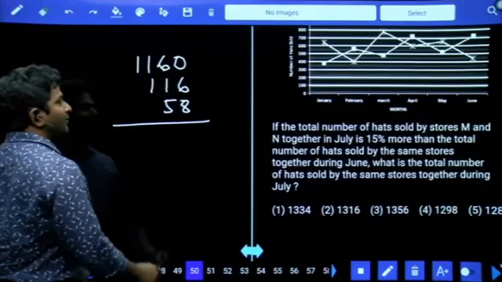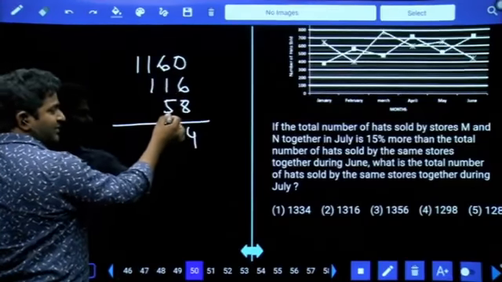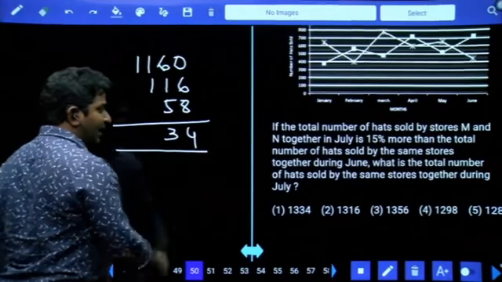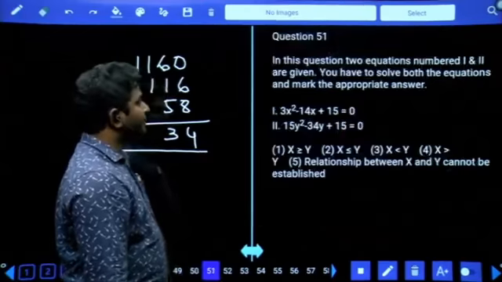Then total value: 6 plus 8 is 14, 1 carry, 6 plus 6 is 12 plus 1 is 13. So the answer should end with 34. There is only one option, 1334.